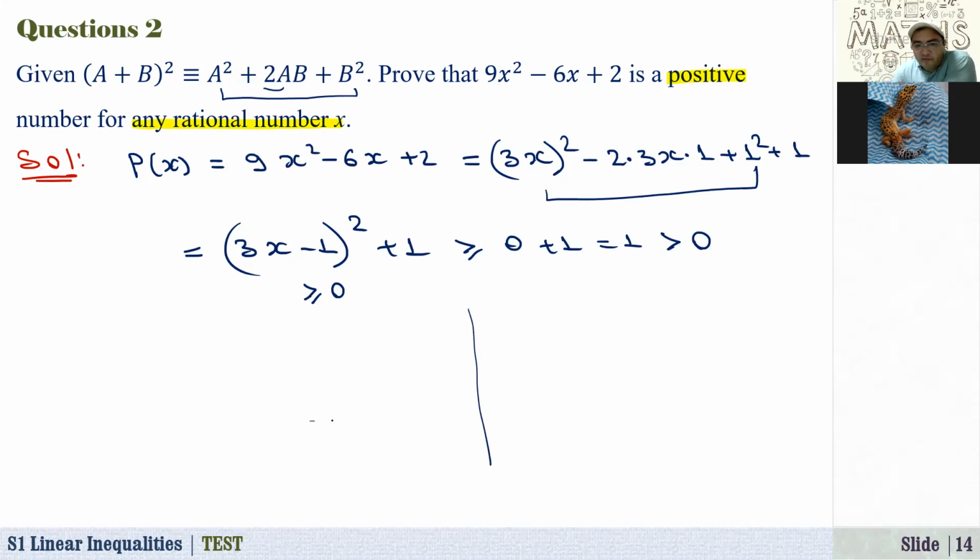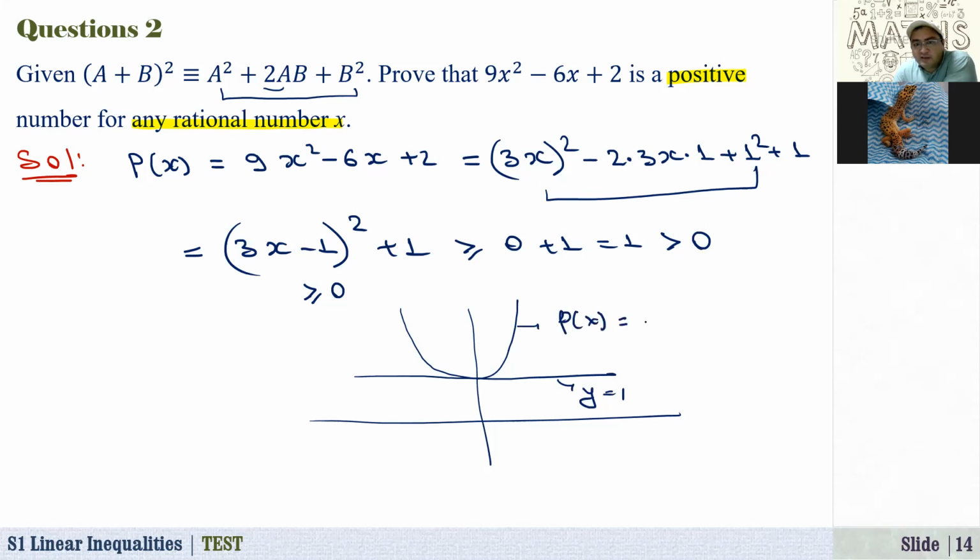Okay. So actually, what is the graphical meaning? Actually, we know that it's a quadratic function. Its graph is a parabola. So it is something like this. That means that the graph is always above the line, this one. That is the equation y equals 1. And our function here is p of x, that is 9x squared minus 6x plus 2. Just graphical representation.